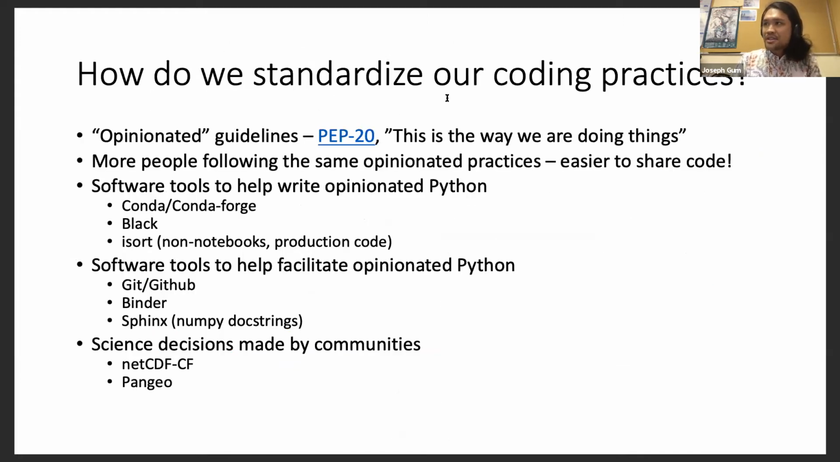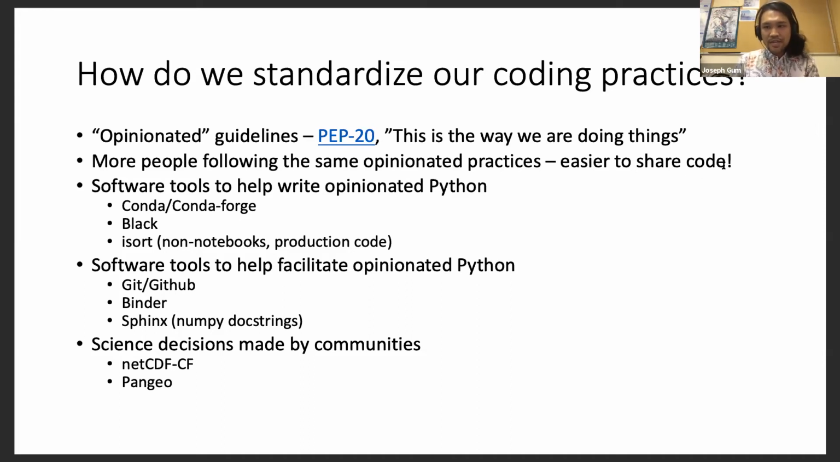So how do we standardize our coding practices? At least in Python, we have opinionated guidelines. PEP 20 is one of the most notable examples. This is the way we are doing things. The more that people follow the same opinionated practices, the easier it is to share code.